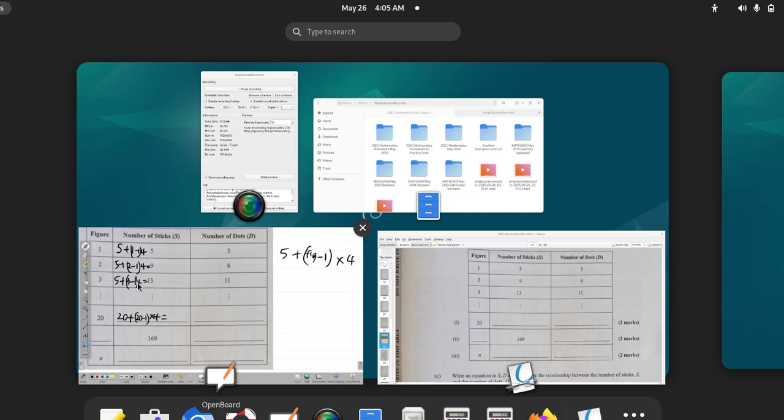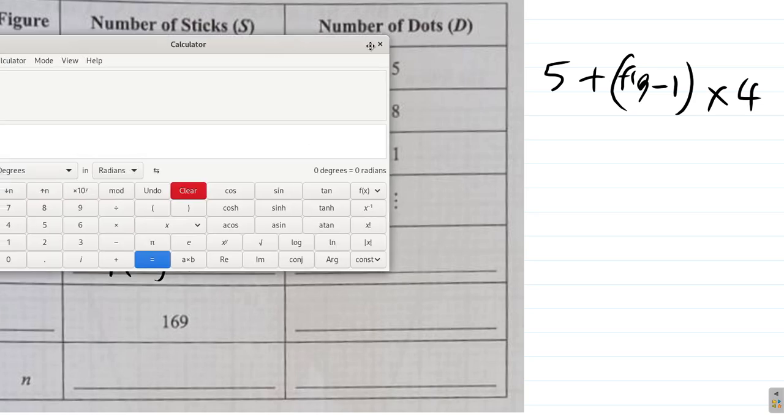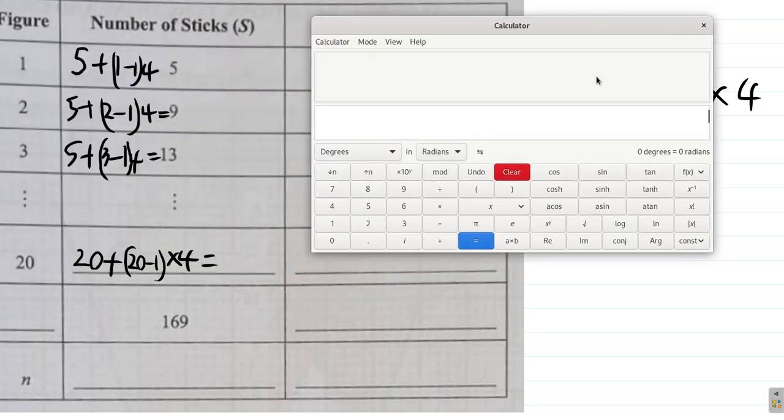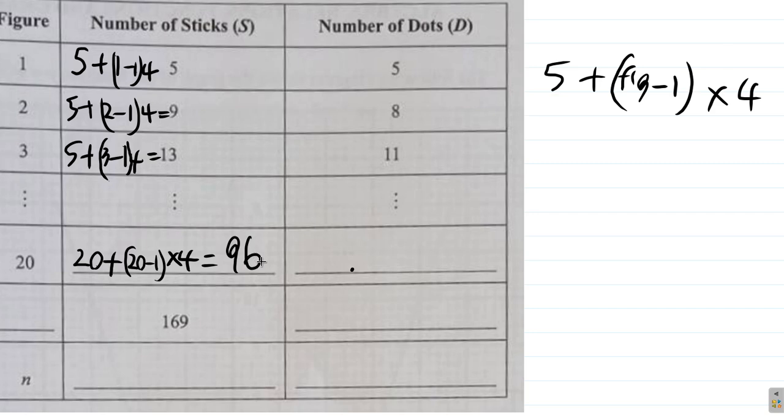Now what do we get for that? Let us use our calculator here. 20 minus 1 is 19. 19 times 4 gives us 76. Add 20 to that, plus 20 equals 96. So based on what's happening down here, let's put this down. Figure n would be 5 plus n minus 1 by 4. Okay.